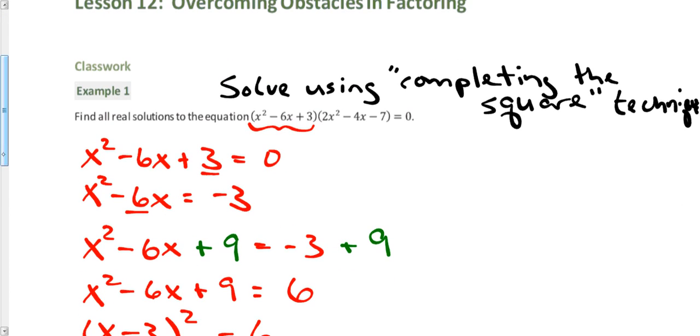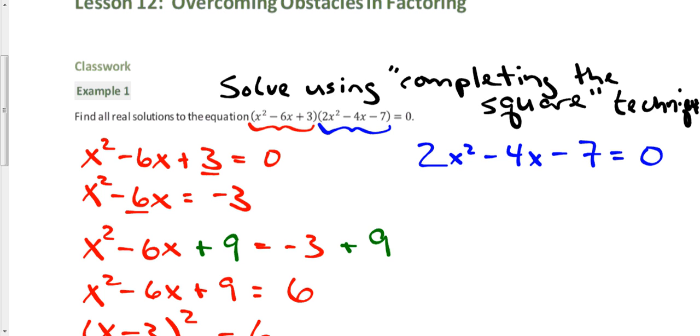So now I want to do this one over here, the 2x squared minus 4x minus 7. I want to solve for that. So now I'm going to do 2x squared minus 4x minus 7 equals 0. Is my a term 1? Here's what I'm going to do to make it 1. I'm going to factor out a 2 from this polynomial. So I got 2 times something equals 0.